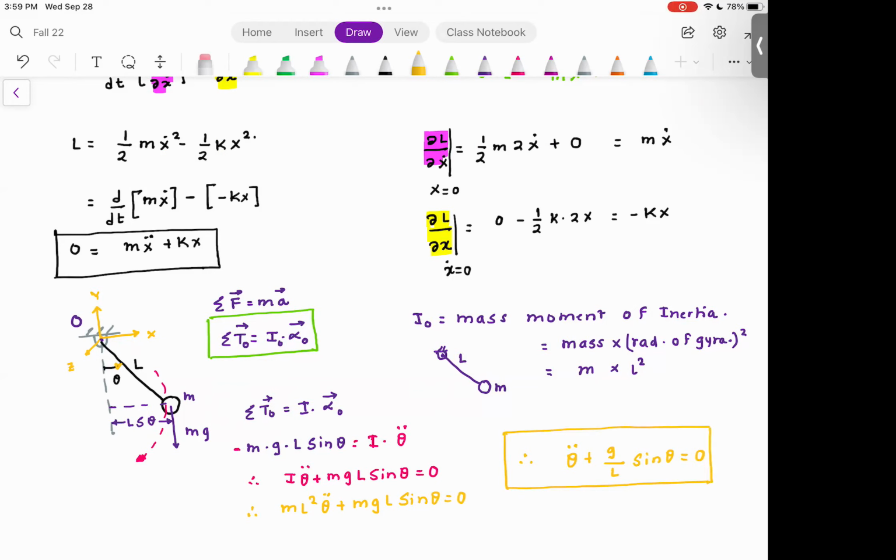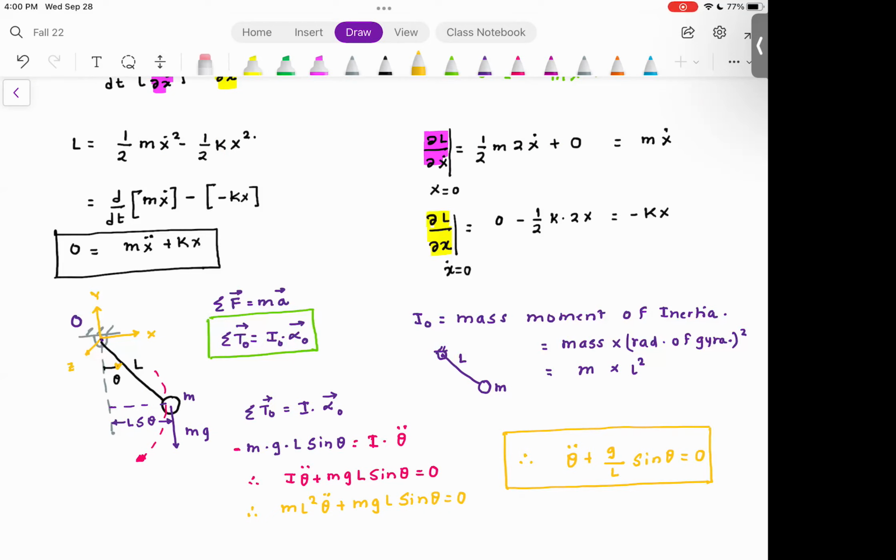Now, my question to you is, what is the order of the differential equation? 2. Why is the order 2? Because check, two dots. Two dots, so second order. Is this an ordinary differential equation or a partial differential equation? This is ordinary.